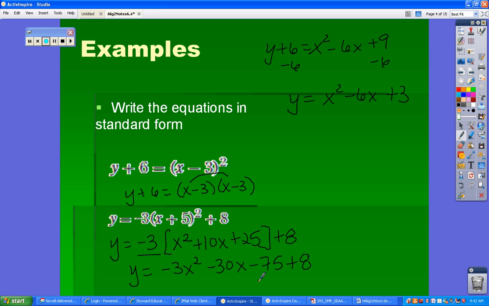Finish it up. Combine like terms. y equals negative 3x squared minus 30x minus 67. Okay, so that's standard form. If I graph this, it would be a frowning face first of all because it's a negative 3. And it looks like it'd be negative 5, 8 would be its vertex. So you could check that out on your graphing calculator if you don't believe me.